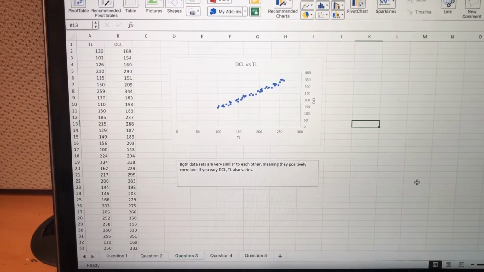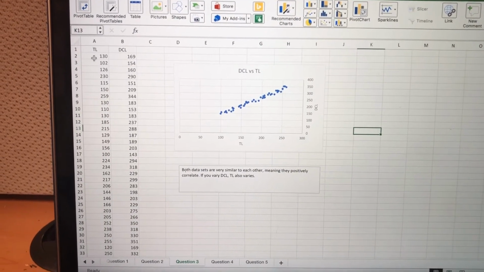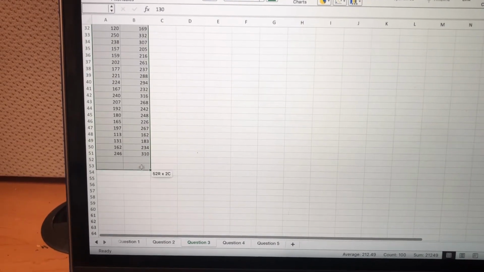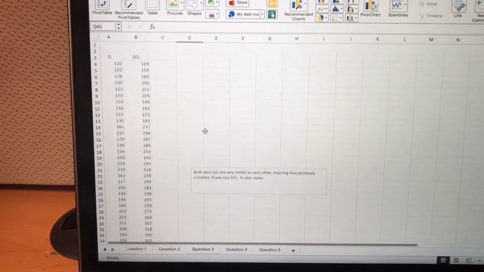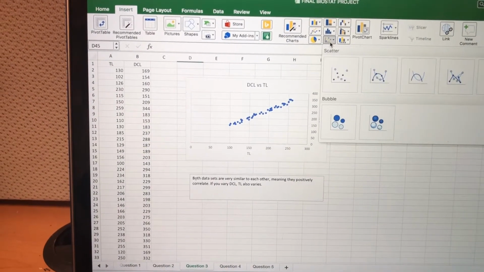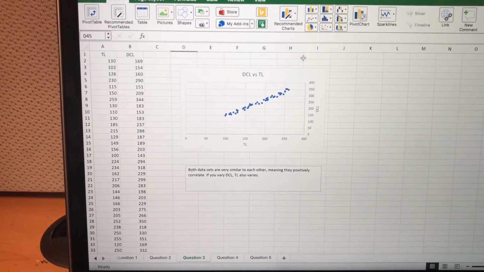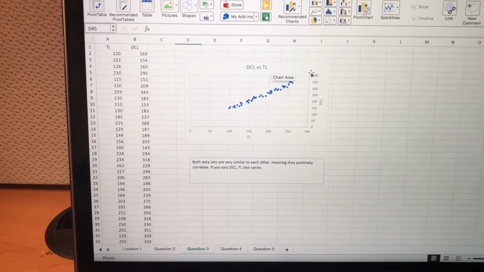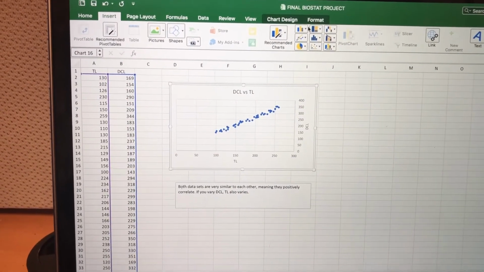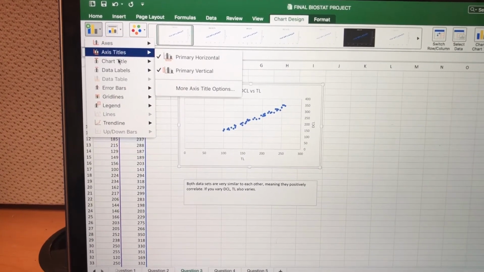For the scatter plot for question 3, all I did was I highlighted both sets of data all the way down to both 50 points. You keep it highlighted. You go to scatter plot, press scatter plot, and it brings this up. And if you want to add a title or axis titles, you just click on the chart, chart design, add chart element, and it gives you the option to add those as necessary.